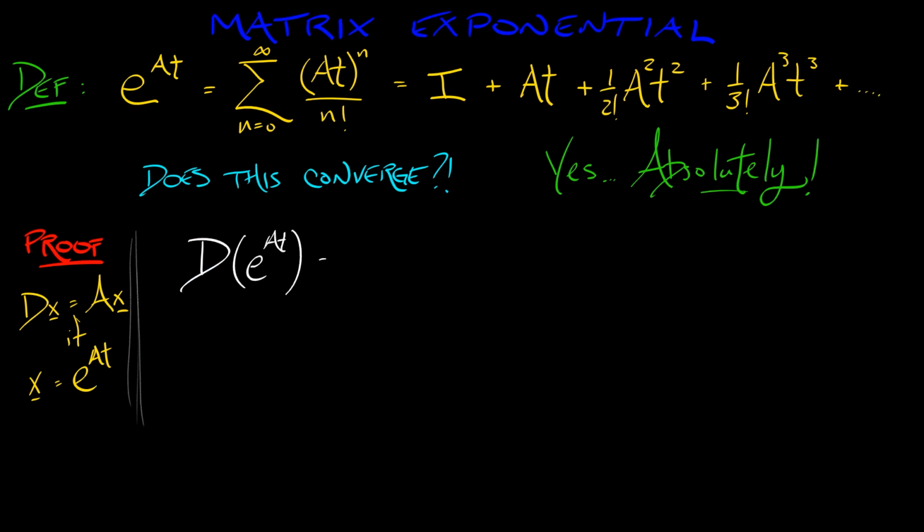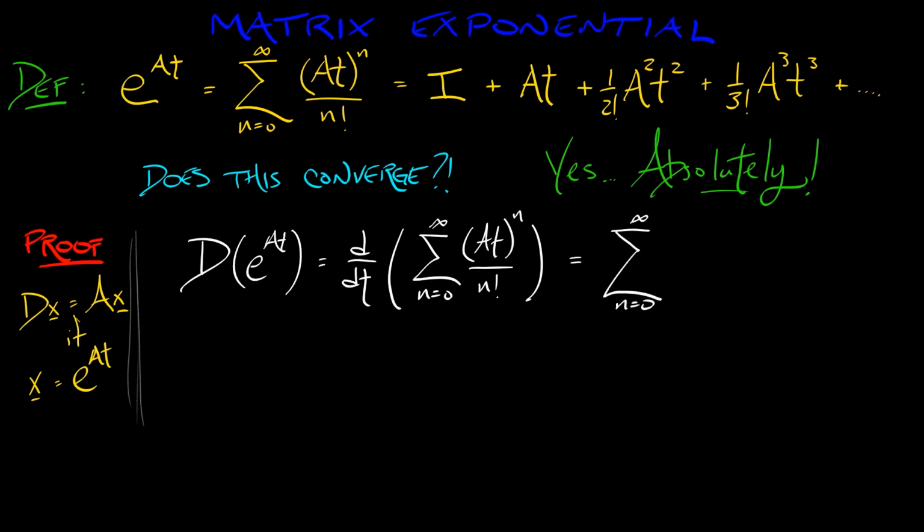What is the derivative of e to the at? Well, this is really the derivative with respect to t. So I'm going to differentiate this sum, n goes from 0 to infinity, at to the n divided by n factorial. Now, I'm going to swap the derivative with the sum. And I'm going to take the sum, n goes from 0 to infinity, of the derivative with respect to t of at to the n divided by n factorial. Can I switch like that? Absolutely. When you have absolute convergence, you can differentiate under the summation sign.